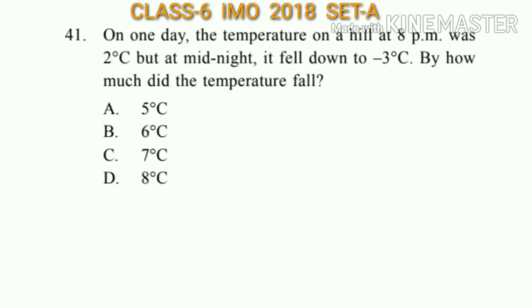Now question number 41. On one day, the temperature on a hill at 8 pm was 2 degrees centigrade, but at midnight it fell down to minus 3 degrees centigrade. By how much did the temperature fall?